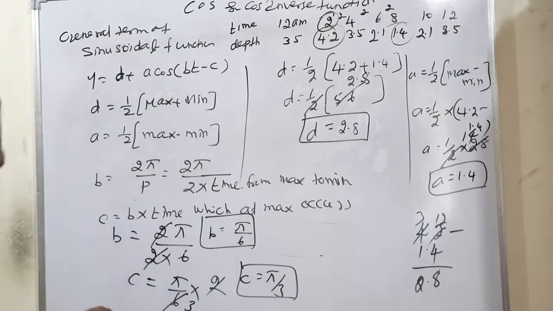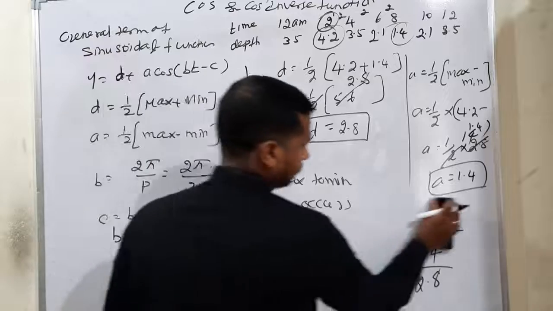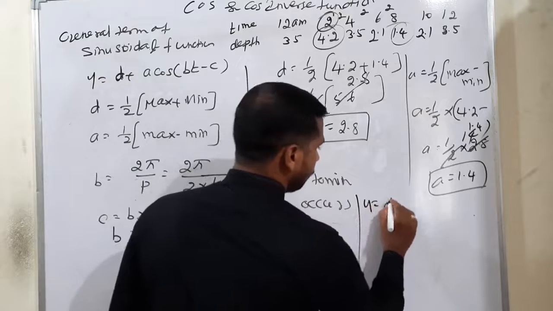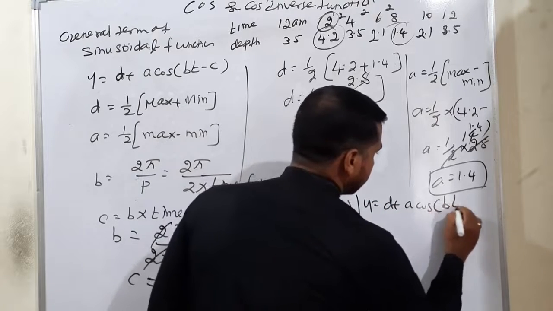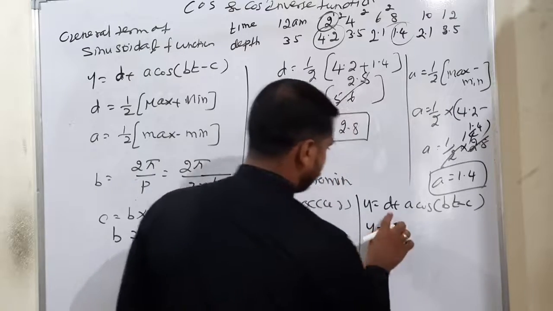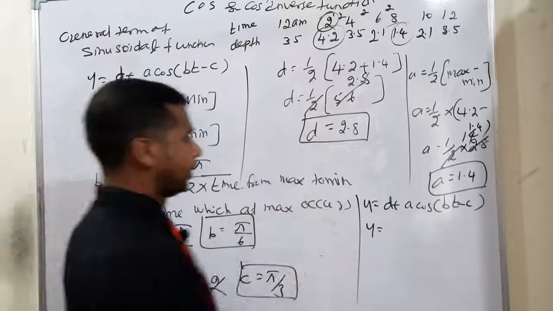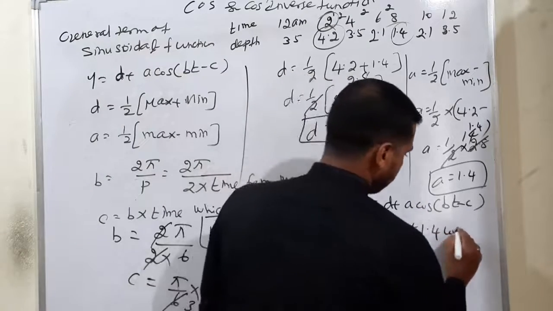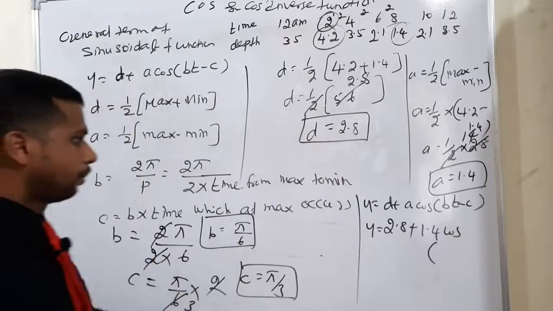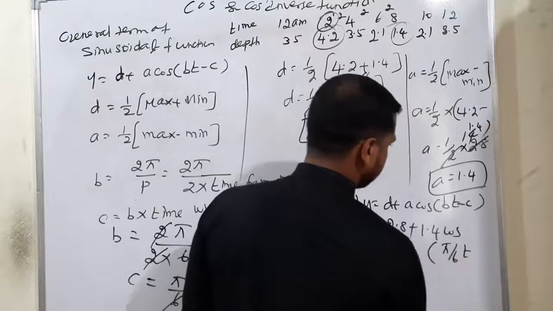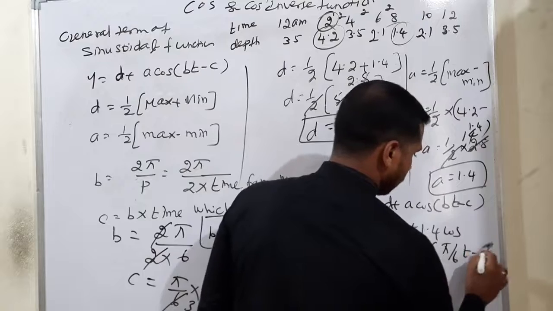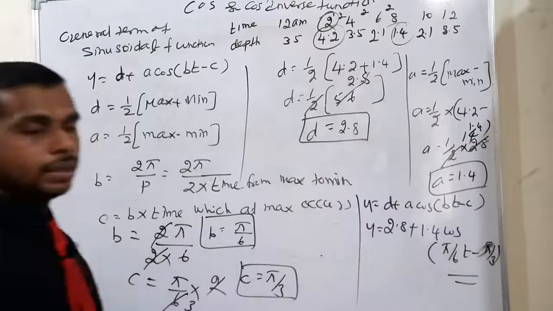Therefore, what is the formula? The general term of sinusoidal means y is equal to d plus a cos(bt minus c). Therefore y is equal to 2.8 plus 1.4 cos of (pi by 6 t minus pi by 3). This is the answer for the general term of sinusoidal. Okay.